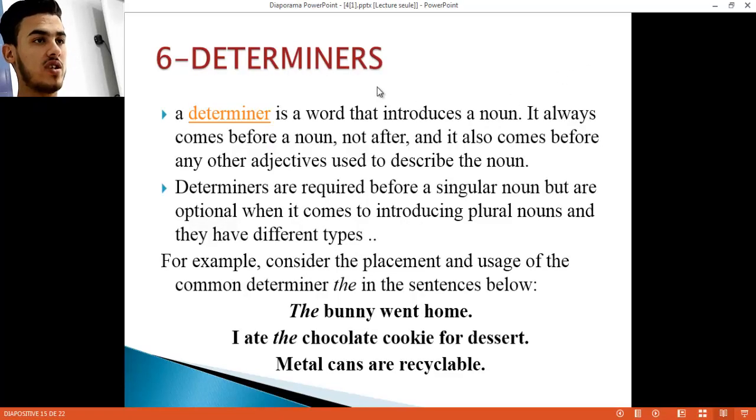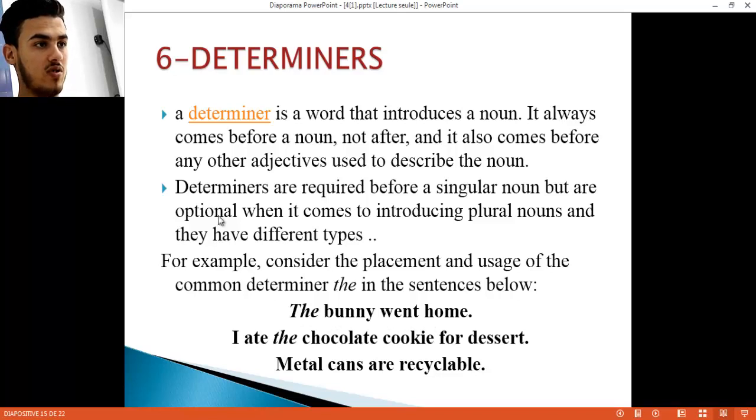We also have to see another part of speech which is more important, which is determiners. A determiner is a word that introduces a noun. It always comes before a noun, not after, and it always comes before any other adjective used to describe the noun or to narrow the scope. Here we have the examples.